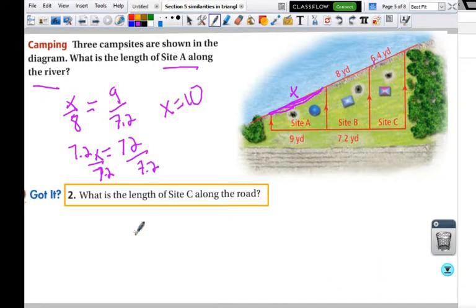I want you to find the length of side C along the road. Side C along the road, which is right here. To give you a hint, the part we're looking at touches side B, so ignore the X and the 9 over here. Just look at the two that are touching each other. Side C touches side B, so only use those numbers. 6.4 times, I think you'll get the same answer, 0.2, but let's just keep it easy.